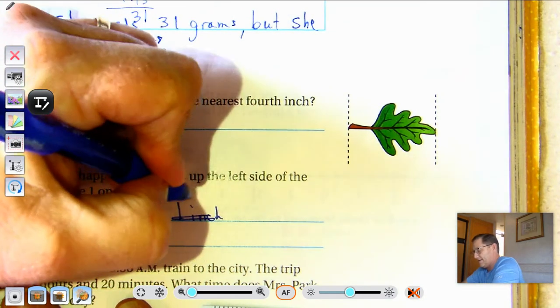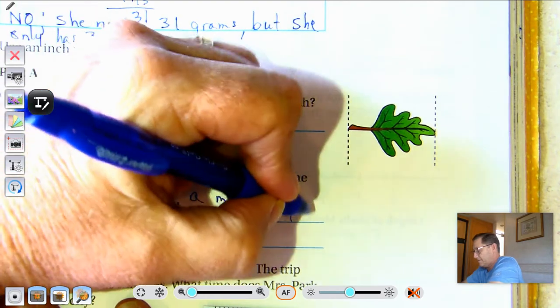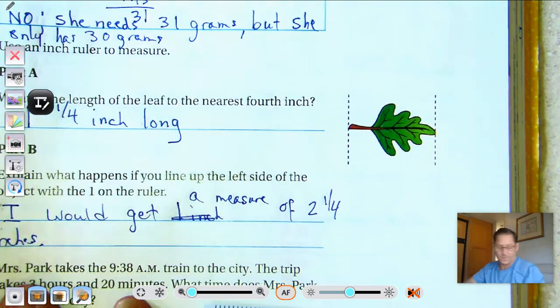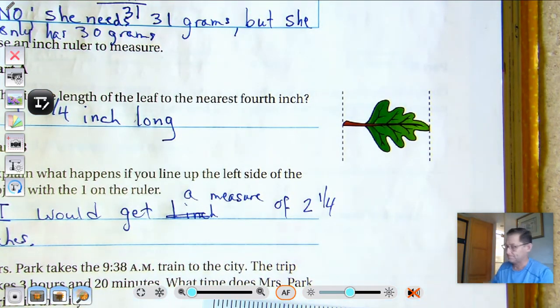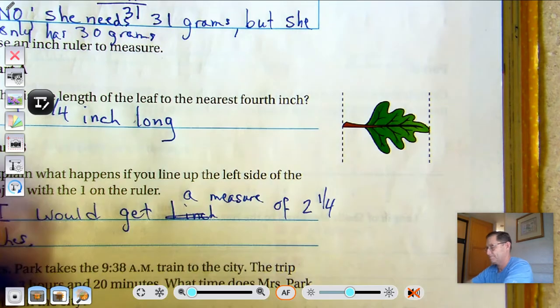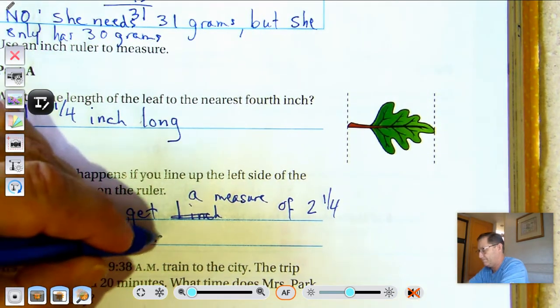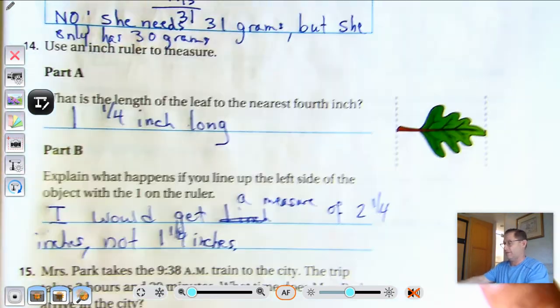So I would get a measure of 2 1/4 inches. Okay. Not 1 1/4 inches. And 15.